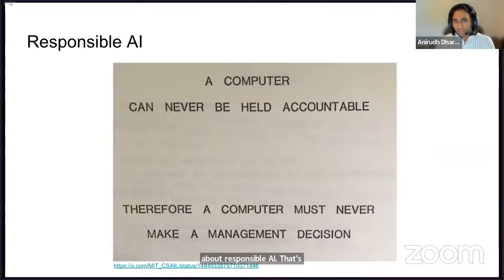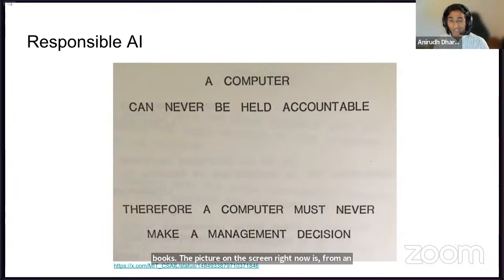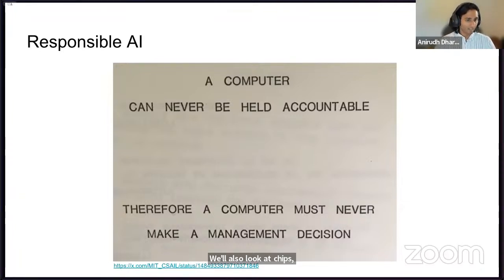As Chip wrote in the book, it's a gigantic subject and could easily span multiple books. The picture on the screen right now is from an IBM presentation given in 1979, and it's still pretty relevant today. The original was unfortunately lost in a flood, but people have clearly been thinking about the implications of automated systems for a long time. So this next section is going to cover why we should keep thinking about it as we build ML systems. We'll also look at Chip's responsible AI framework as a lens to discuss some of the examples that pop up in our industry.